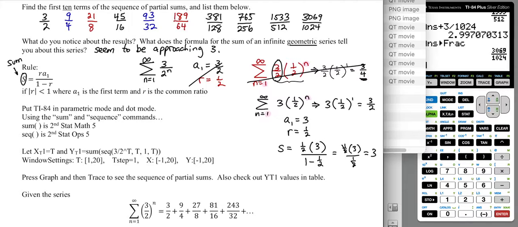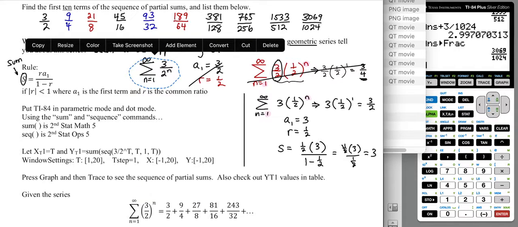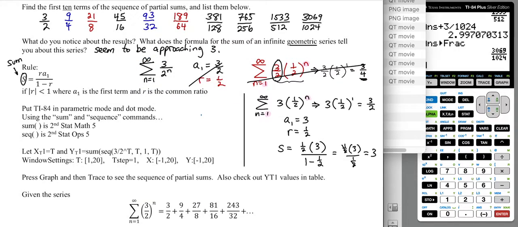Now, how could we do this without doing all that work? Well, let's take this expression and see if we can work it to be in the appropriate form.